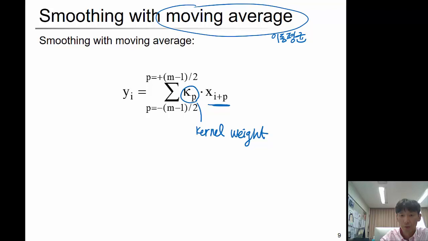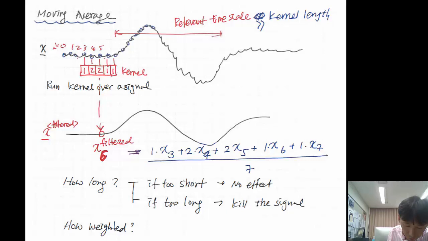So let's say that you have this kind of signal. These blue dots are the data, the samples that you took from the signal. When you do the averaging, you're taking the ith signal, let's say the fifth one here, and to get the filtered signal, you're averaging the signals before and after. If you use the kernel 1, 2, 2, 1, 1, then it's x3 times 1 plus 2 times x4 plus 2 times x5 plus 1 times x6 plus 1 times x7, divided by the sum of the numbers in the kernel, 1 plus 2 plus 2 plus 1 plus 1, which is 7.